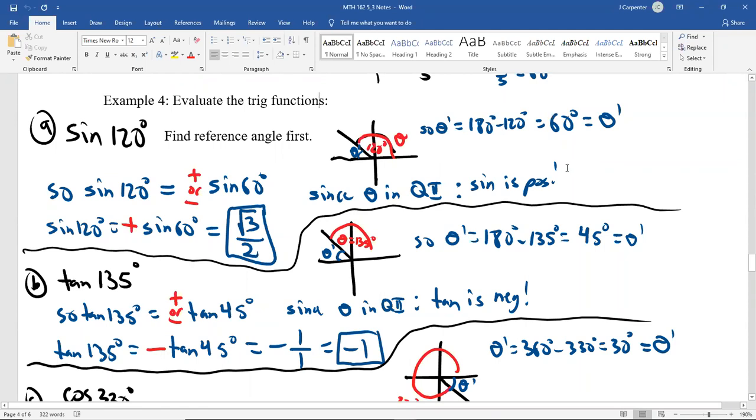We said that this is important because the sine of a reference angle is the sine of the actual angle, but maybe negative. That's what the red plus or minus part is saying. Again, not literally both of them, one or the other.